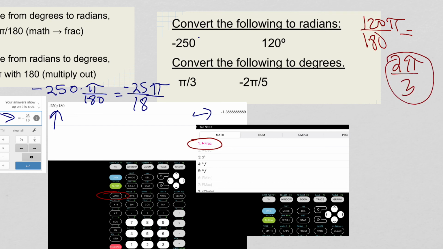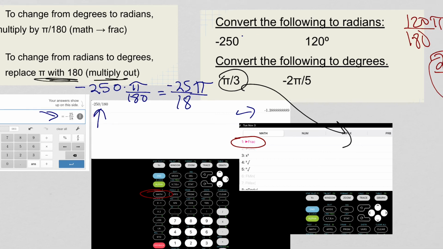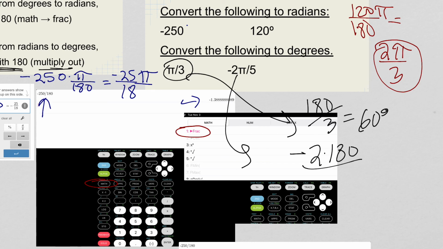Now, what if I wanted to go the other way? Convert the radian to a degree. Easy peasy for this one. So for pi over 3, all you do is you replace pi with 180 and multiply it out. So I'm going to replace that with 180 over 3. And what's 180 divided by 3? That is 60 degrees. And then for this one here, I'm going to go ahead and put in 180 for pi. Negative 2 times 180, divided by 5. I multiply the top, divide by 5. I get it to be negative 72 degrees for this one here.